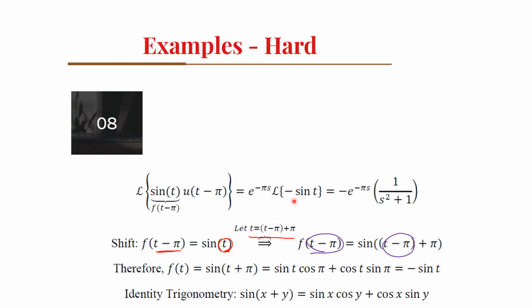Right, then we substitute into here e to the minus pi s, Laplace of minus sin t. Laplace of minus sin t is minus 1 divided by s squared plus 1. Then you multiply by e to the minus pi s to determine the final answer.